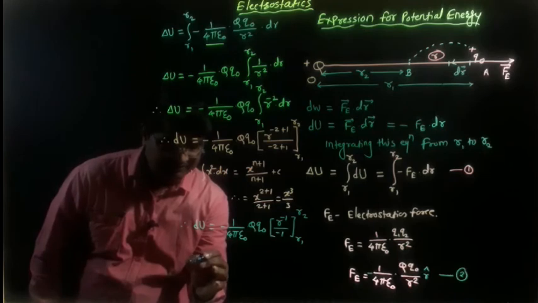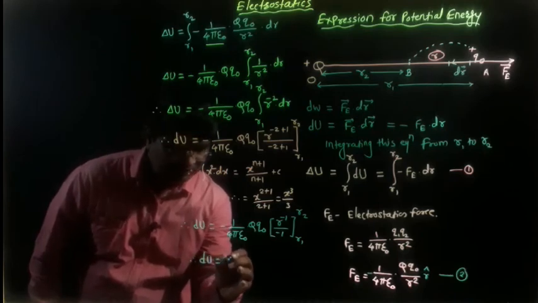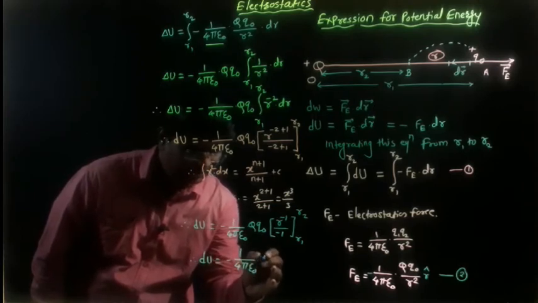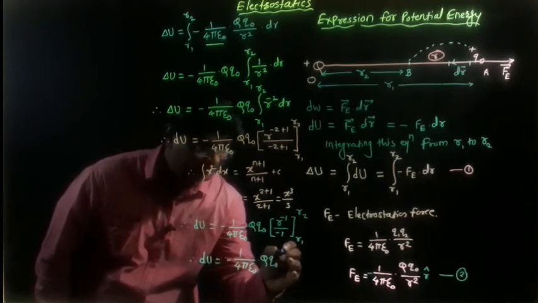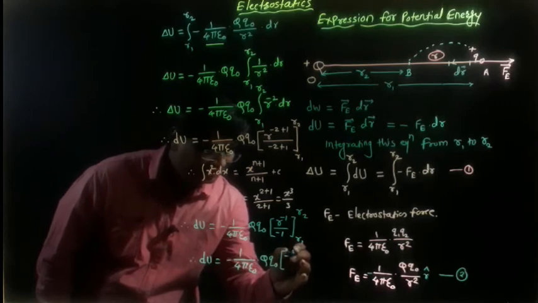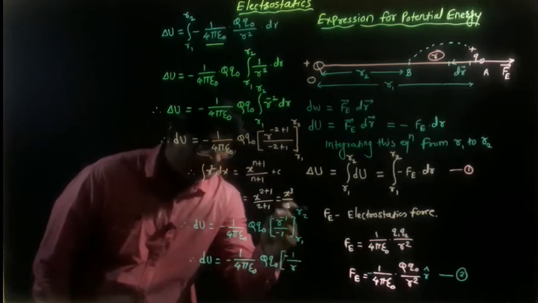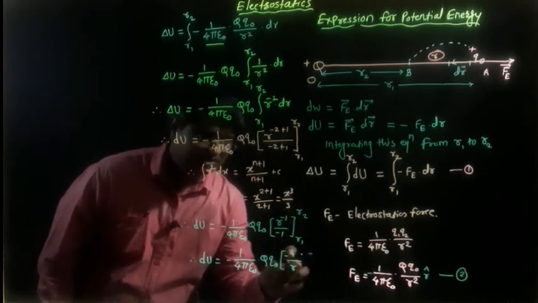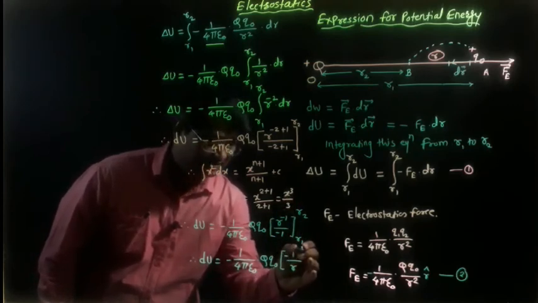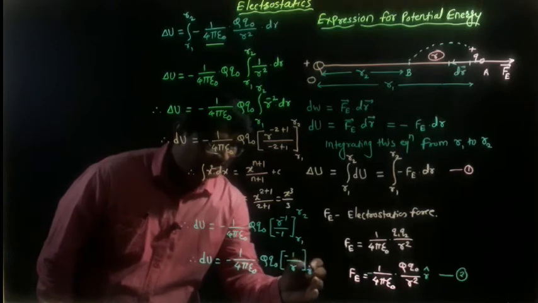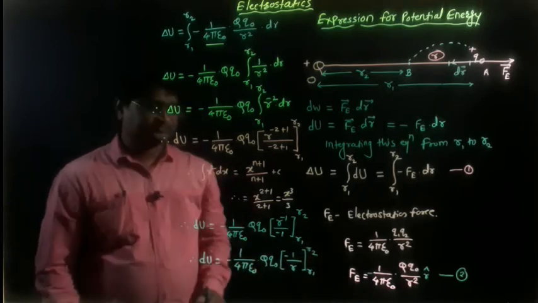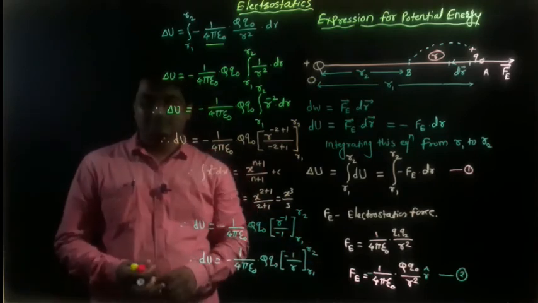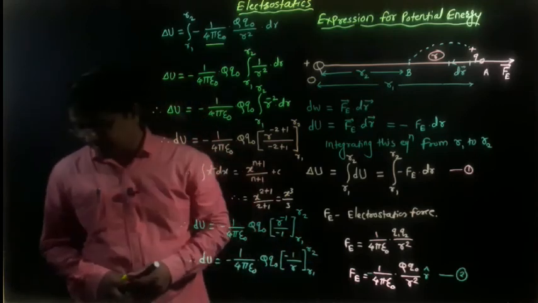Simply we get du is equal to minus 1 upon 4 pi epsilon naught into q naught. Let's see here, negative of 1 divided by r. Take that numerator to the denominator, so the sign gets changed. r raised to plus 1 here, and this is the limit r1 to r2. So what happened after that? Put the limiting values. It is very easy to put the limiting values.